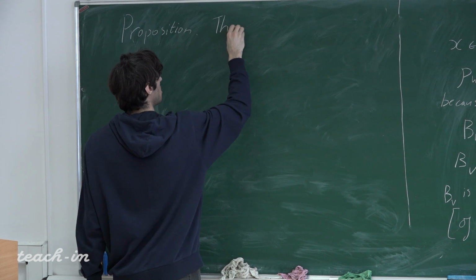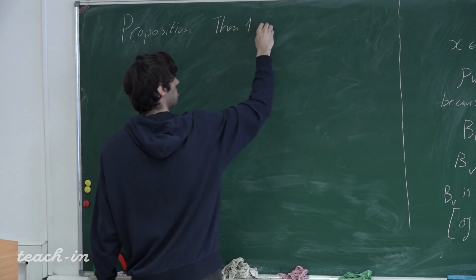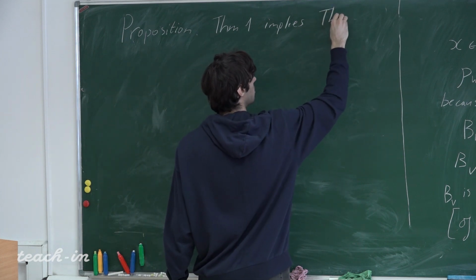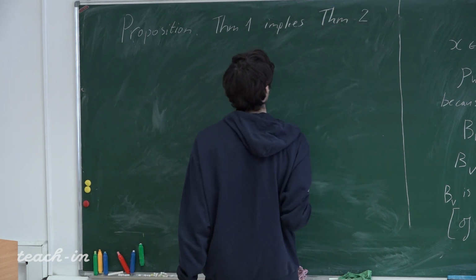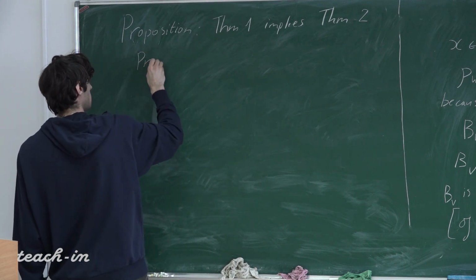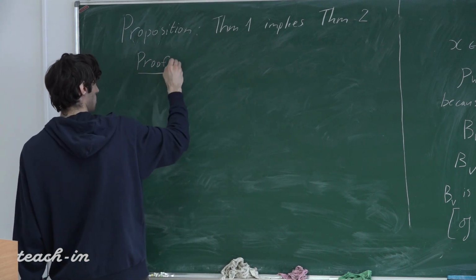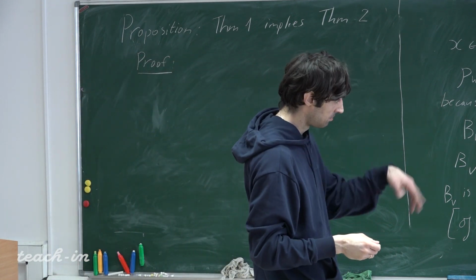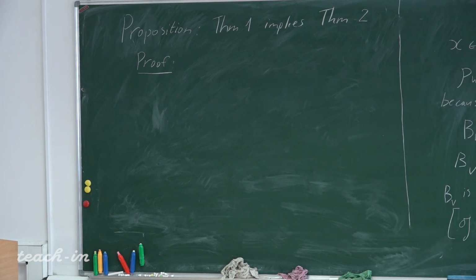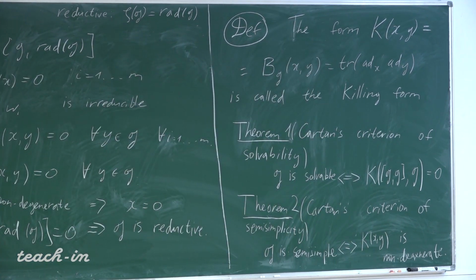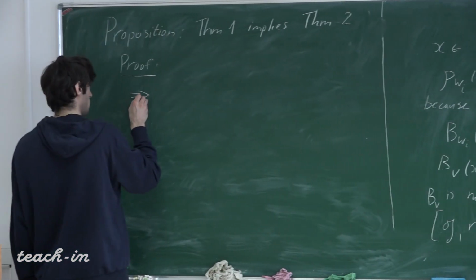Theorem 1 implies theorem 2. Proof. So suppose that we proved theorem 1, and let us prove both directions of theorem 2. Right. So proof in this direction.